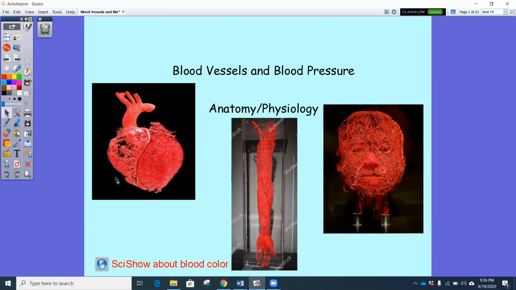So here we have a heart, and this is no tissue. Okay, we don't have any myocardial tissue here in this image. It is only blood vessels of the heart. We've got the aorta at the top. You've got a big branch of a coronary artery here.